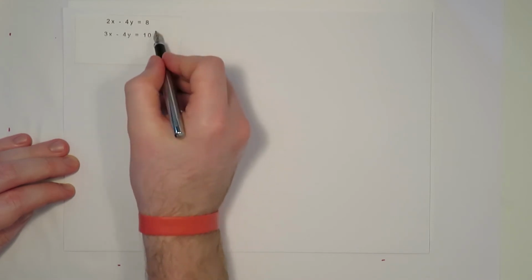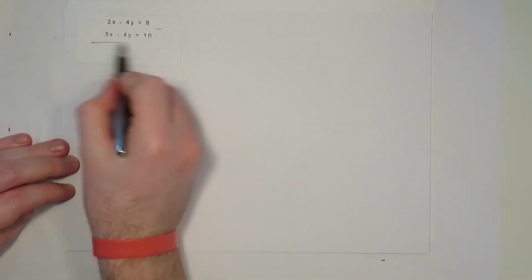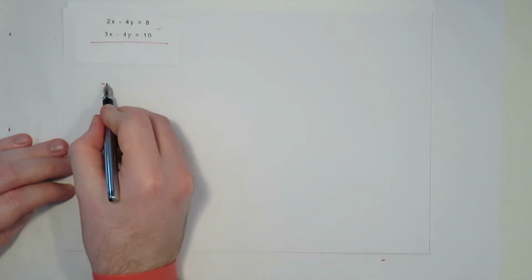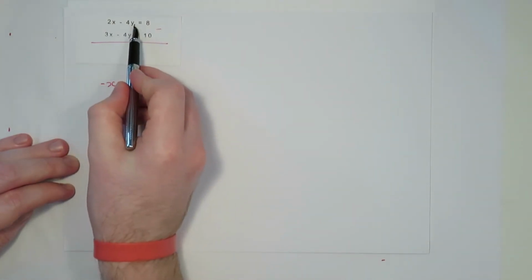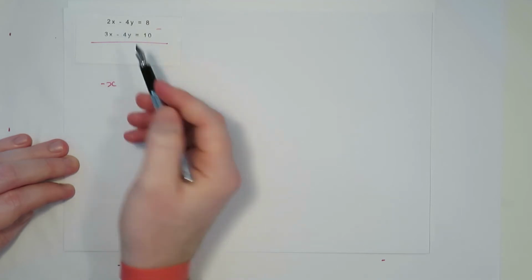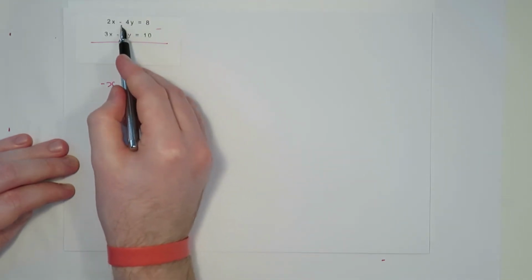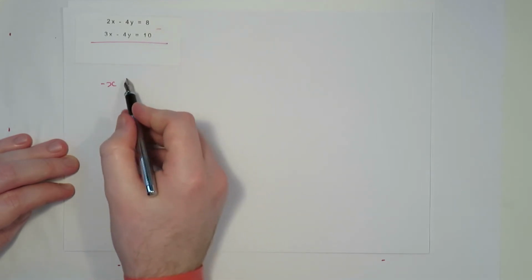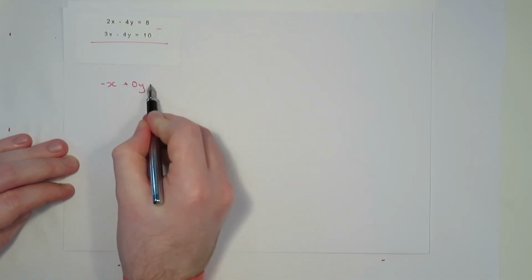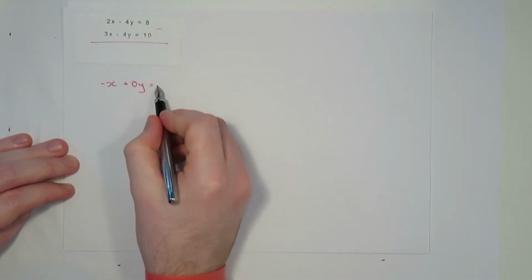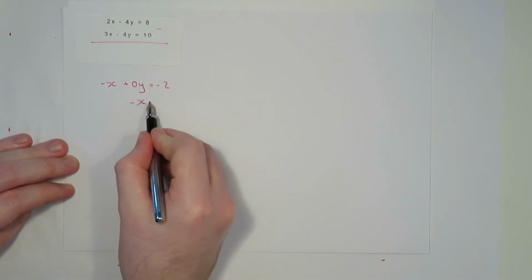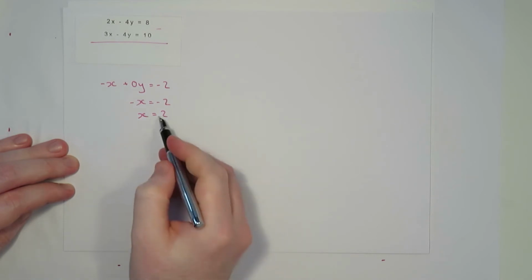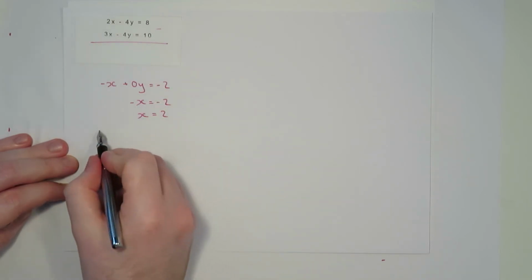Here, all that we need to do is subtract these equations. So 2x subtract 3x is minus x, minus 4y minus 4y, that will cancel because it will be minus 4y plus 4y. That's the whole point of subtracting them. 8 minus 10 is minus 2, so minus x is minus 2, or x is equal to 2. Once you have one solution, substitute it back in.